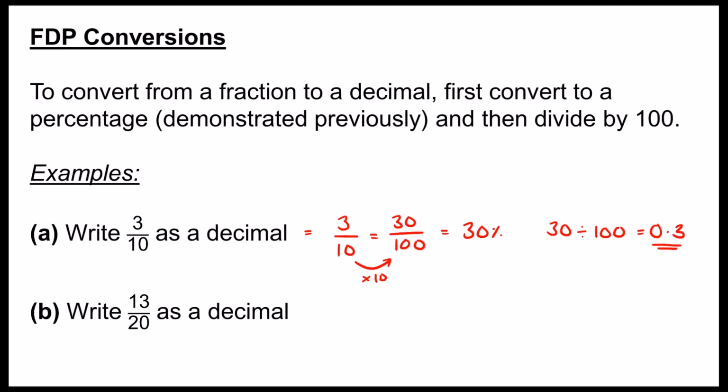In my second example, I'm asked to write 13/20 as a decimal. I'm first going to write my denominator as a fraction out of 100, and I can do this by timesing it by 5. I therefore need to do the same to my numerator. 13 times 5 gives me 65, and therefore I know that that's the same as 65%. To convert this to a decimal, I'm going to need to take 65 and divide it by 100. That gives me a final answer of 0.65.